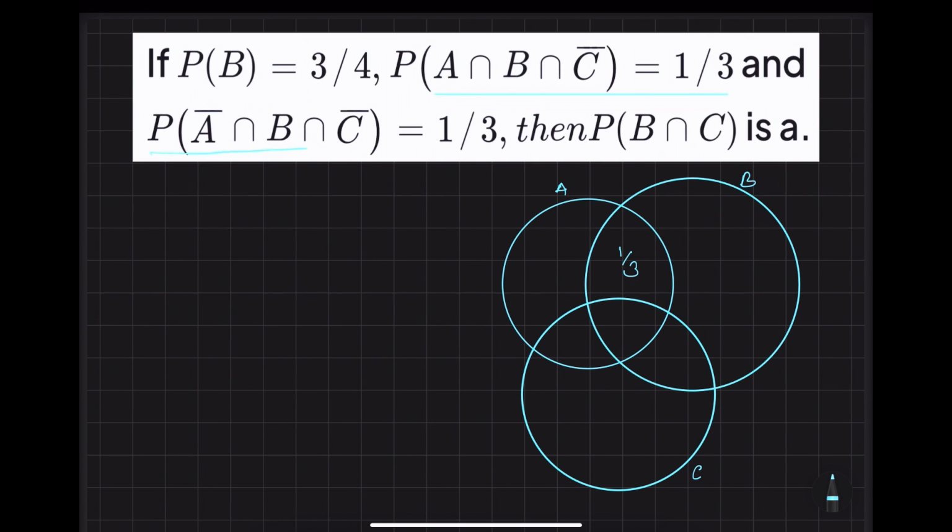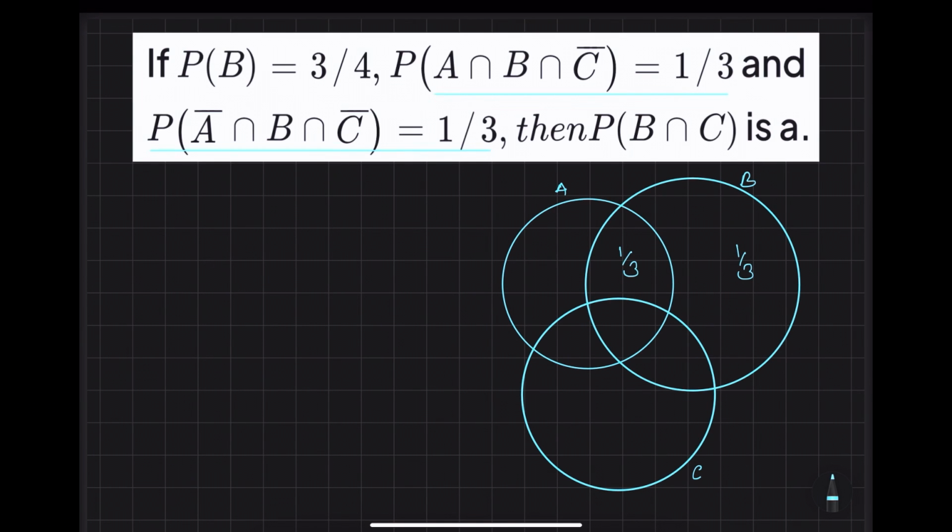Now look at this. So it is inside B but outside A, outside C. So this room is 1 by 3. Okay, then now we don't have anything else.